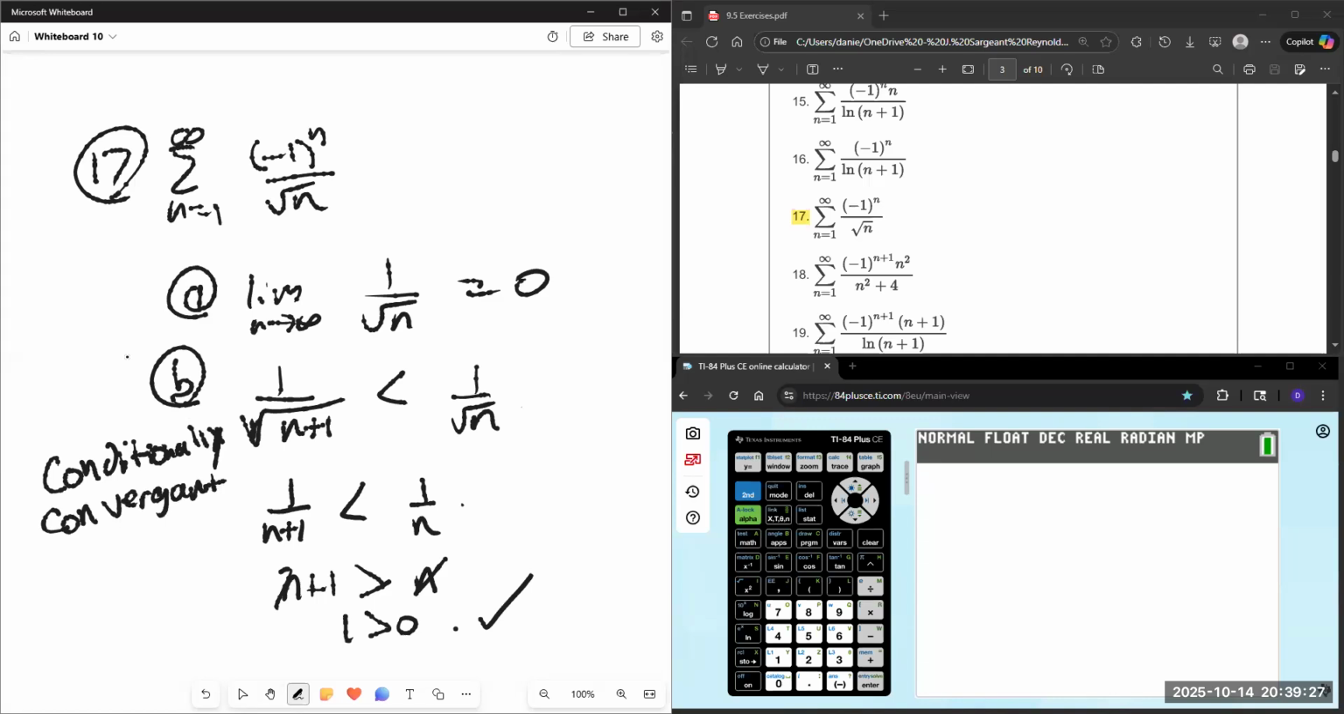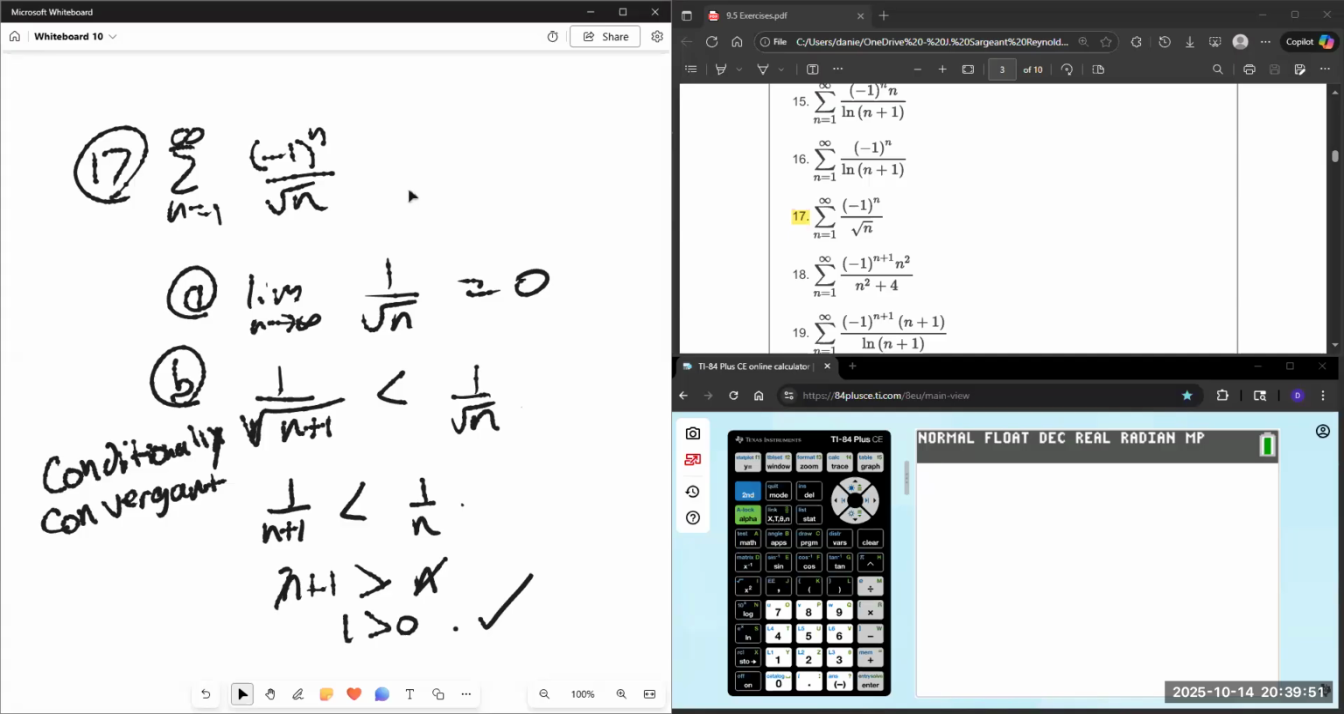Because it's conditionally convergent. If I would just look at 1 over n to the 1/2, that's a divergent p-series. So it's not convergent based off of this 1 over root n part. It's convergent based off the fact that it's alternating.